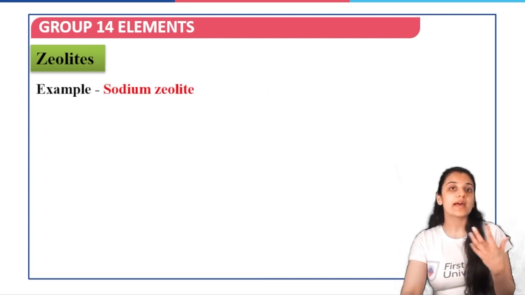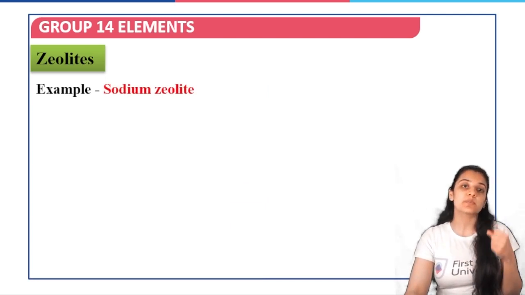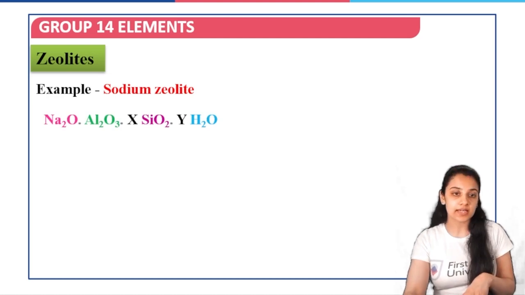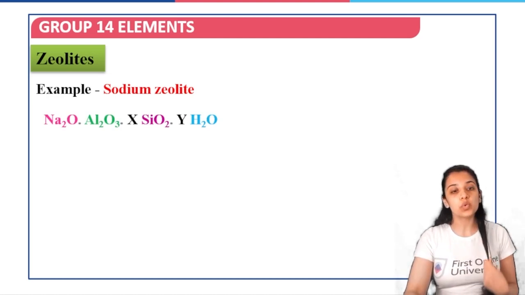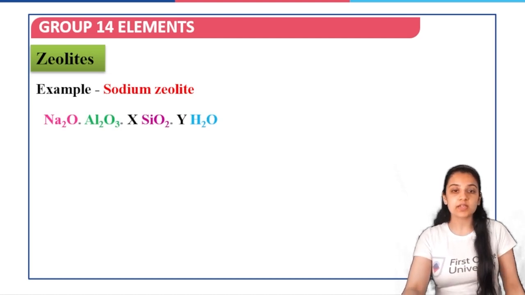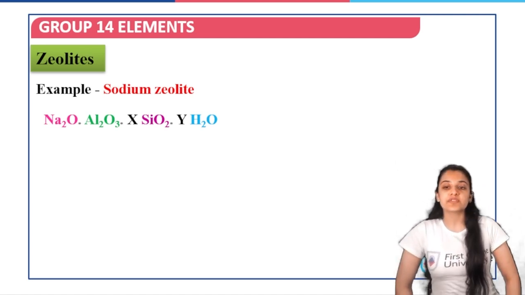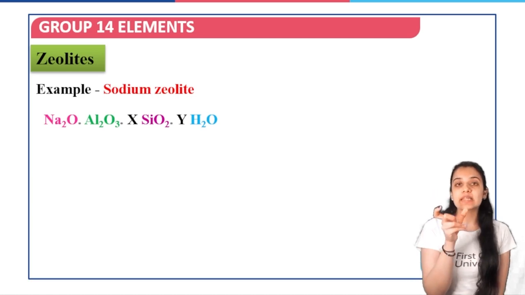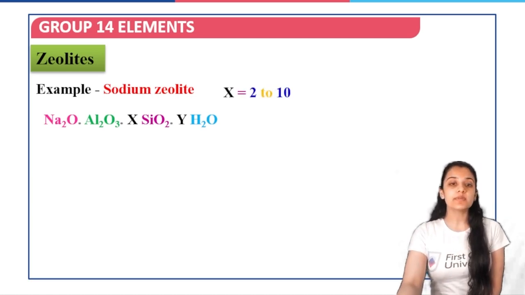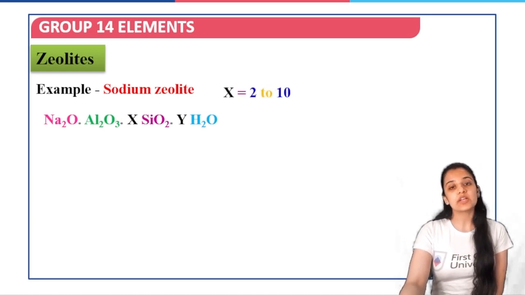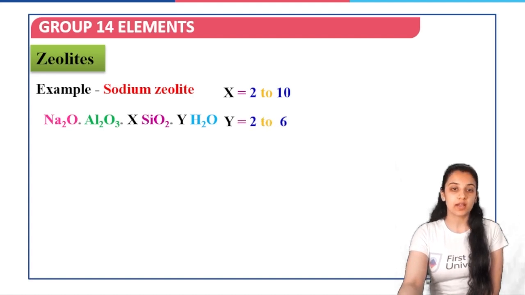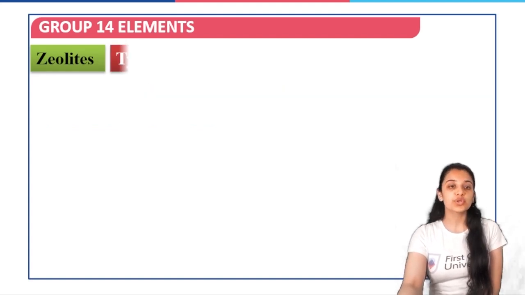For instance, we have sodium zeolite, meaning sodium is present as the neutralizing cation. So Na2O, Al2O3 will be present along with X moles of SiO2 and Y moles of water. So this is going to be the formula for sodium zeolite, where X could range from 2 to 10 and Y could range from 2 to 6.